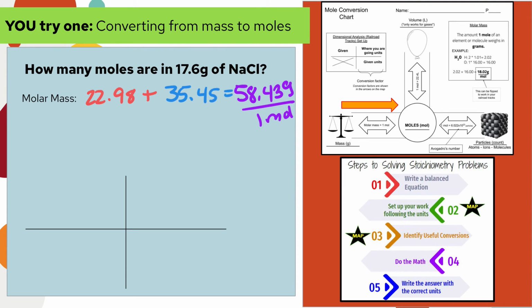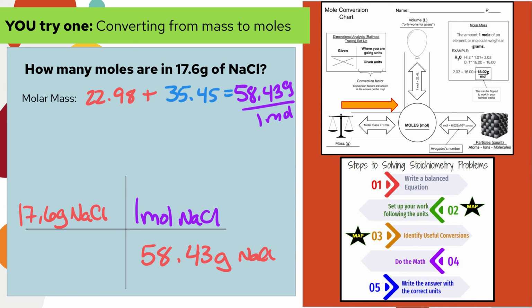So I first found the molar mass of sodium chloride, and it was 58.43 grams per 1 mole. Now I need to set up my railroad track. My railroad tracks look like this so that my grams can cancel. And when I do that math, where I'm multiplying 17.6 times 1 and dividing it all by 58.43, I get 0.30 moles of NaCl.